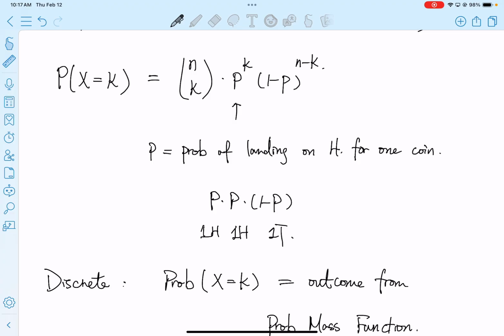You talked about the discrete case probability being the outcome from the probability mass function. Yes. What would it be for the continuous? We will talk about that later.